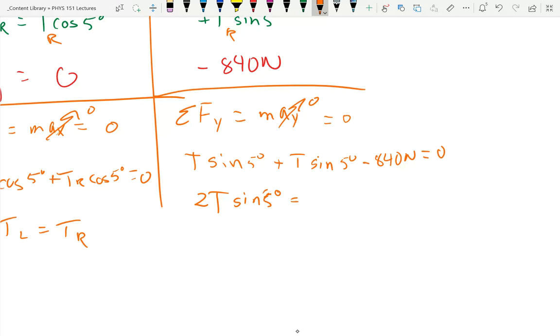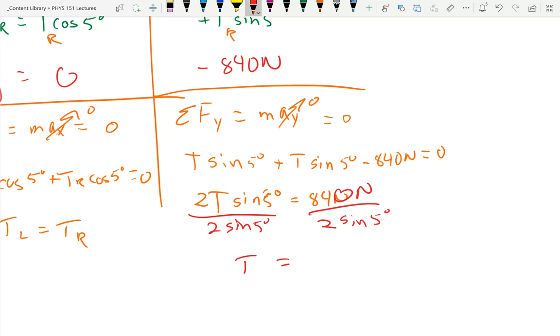I'm sorry, my 5 degrees looks horrible. Equals 840 newtons. Divide both sides by 2 sine of 5 degrees, and you get tension equals 420 divided by sine of 5 degrees, whatever that is.